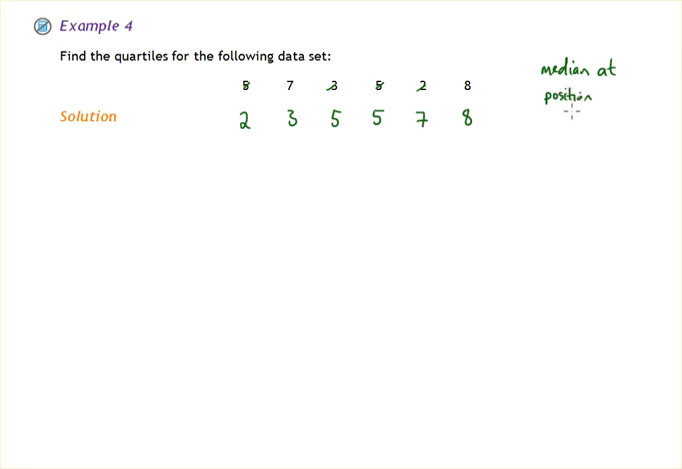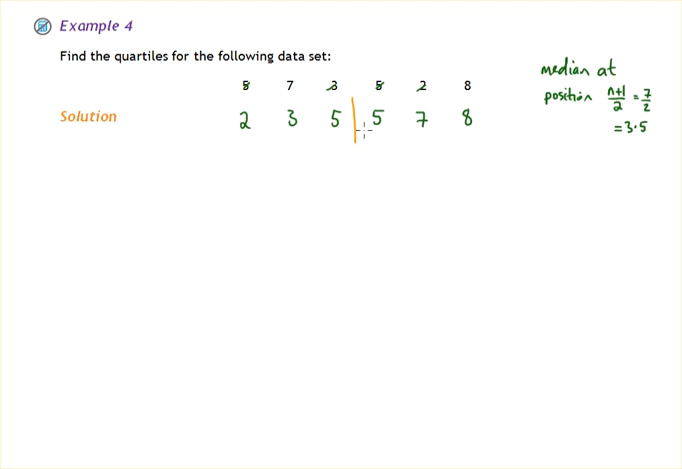So the way to find the position of the median, regardless of how many items are in the data set, is to use this little calculation, n plus 1 over 2, where n is the number of items. So we get 6 plus 1 over 2, which is 7 over 2, which is 3.5, which means the median is at position 3.5 in this list. Now obviously this is position 1, 2, 3, 4, this is position 4, so position 3.5 is actually halfway between these two data items. Now halfway between 5 and 5 is of course 5.